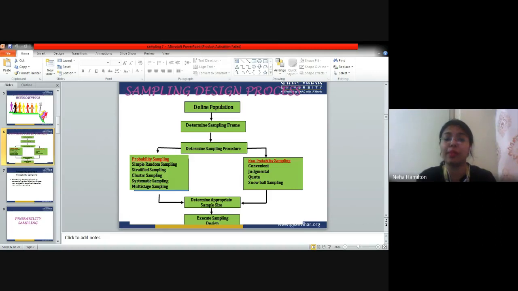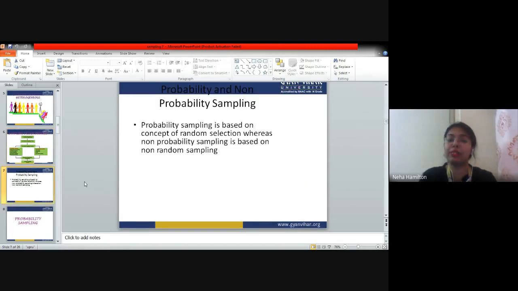Then you have to execute the sampling design. Okay. Now we have probability sampling and non-probability sampling. What is written, see, in the slide? Probability sampling is based on the concept of random selection, whereas non-probability sampling is based on non-random selection, right? So as simple as that. In probability sampling, the concept is random selection. Random means we are doing the selection on the basis of anything, that is random selection. And what is non-probability sampling? We are doing the selection on the basis of the researcher's wisdom, the researcher's opinion, or the researcher's decision-making process, right? So that is probability and non-probability sampling.